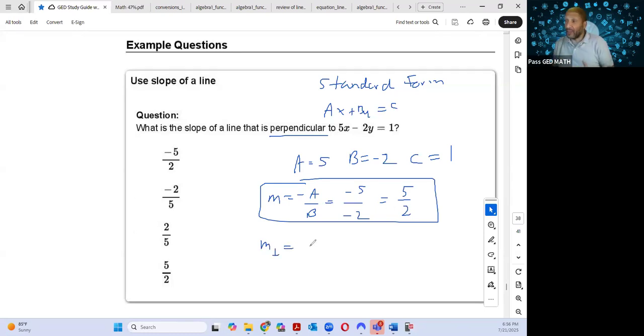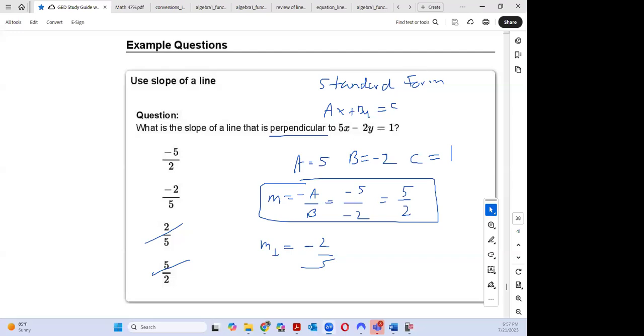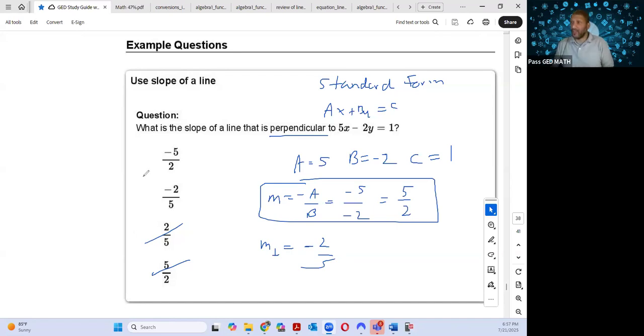So this is positive. Right away, if you recognize this is positive, and I know the slope of my perpendicular line is going to be the opposite, I can get rid of C and D right away. Even if I just know that part, at least now I've got a 50% chance. Now I've got to flip 2/5. And then the slope of the perpendicular is -2/5.